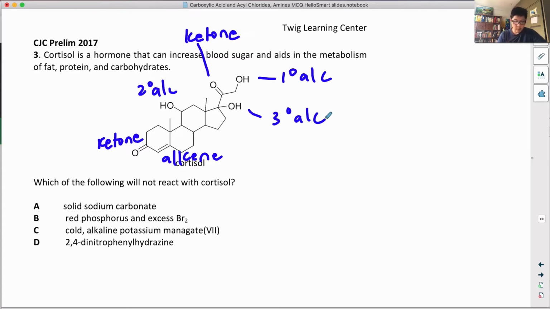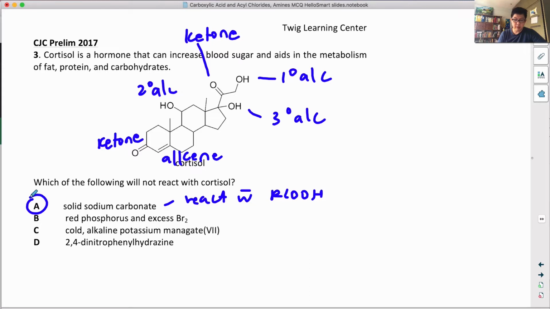So sodium carbonate, which of all will not? Sodium carbonate will only react with carboxylic acid. Which means since cortisol doesn't have any carboxylic acid, sodium carbonate has nothing to react with, so that's why A is the answer. A will not react with cortisol because cortisol doesn't have a carboxylic acid group.